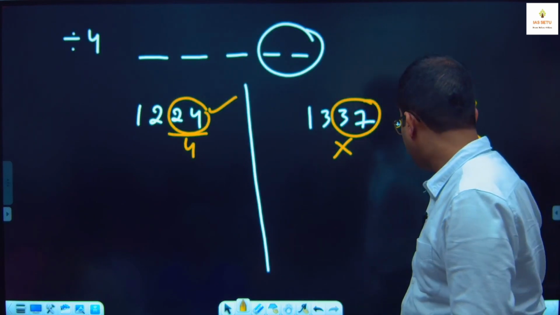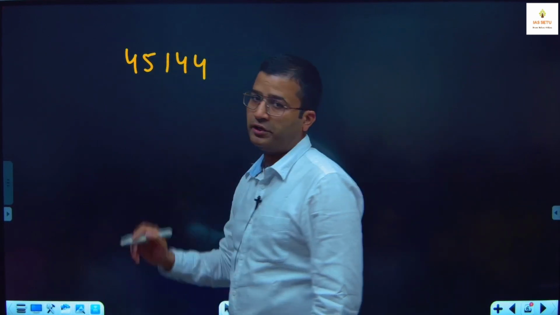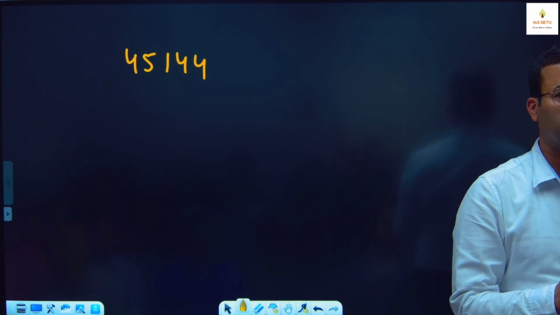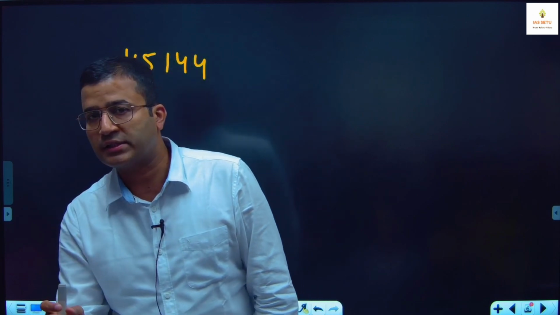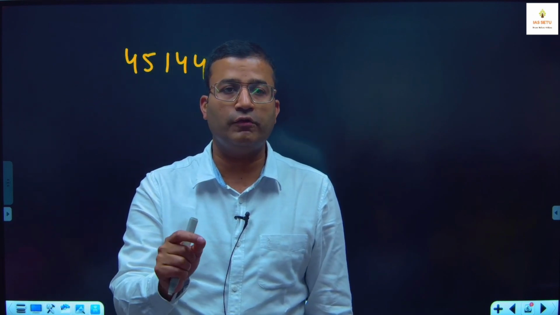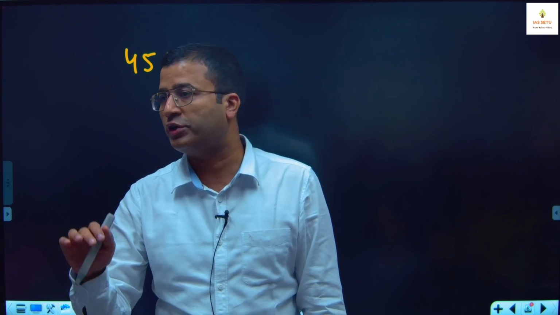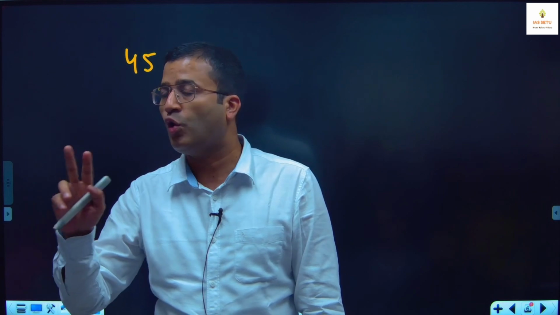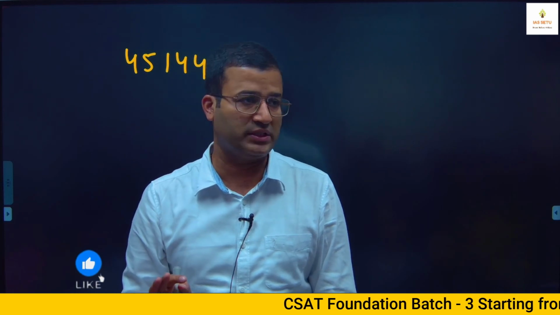Okay, like here, 45,144. Check if this number is divisible by 4, yes or no. I ask you to remember the table of 4. I suggest you remember the table of 4 till 100, not up to 40: 44, 48, 52, 56, 60, 64. You check all the two-digit multiples of 4. It will help you in the calendar topic, and in other topics of number system.